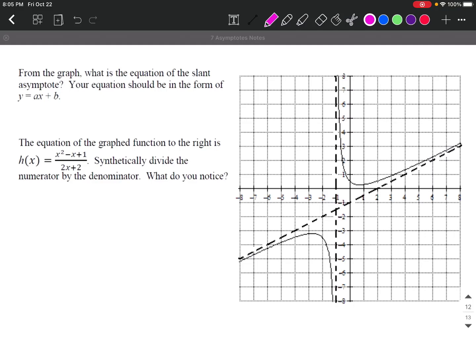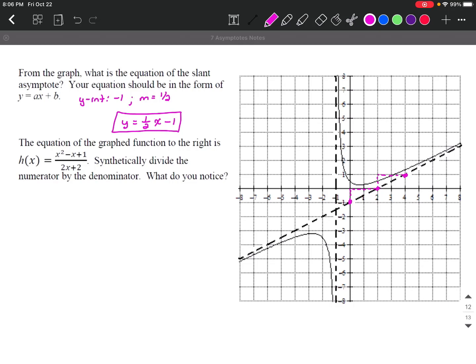This time, where is our slant asymptote crossing the y-axis? There it is, at -1. So our y-intercept is -1. What's the slope? We're going up 1, and I have to go over 2 to find the next point. Up 1 over 2. So our slope is 1/2, which means our line is 1/2 times x plus -1. There's the equation of our slant asymptote.